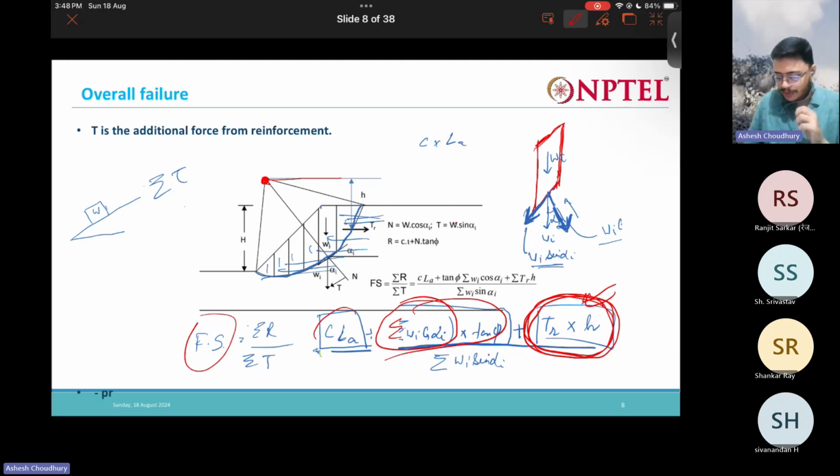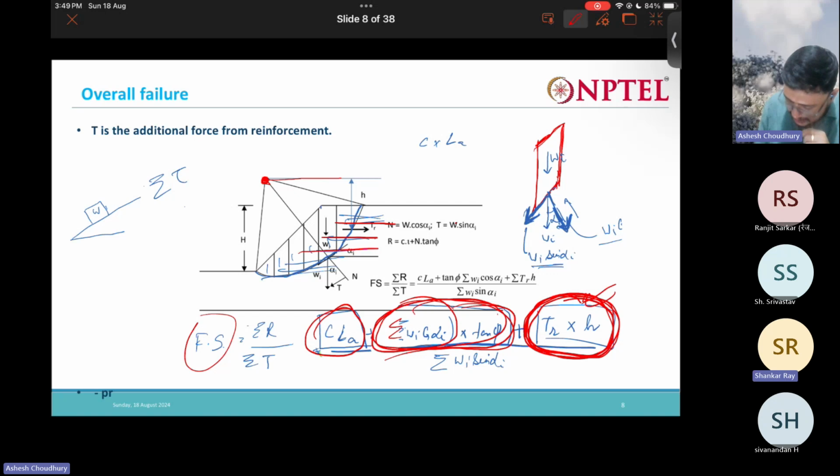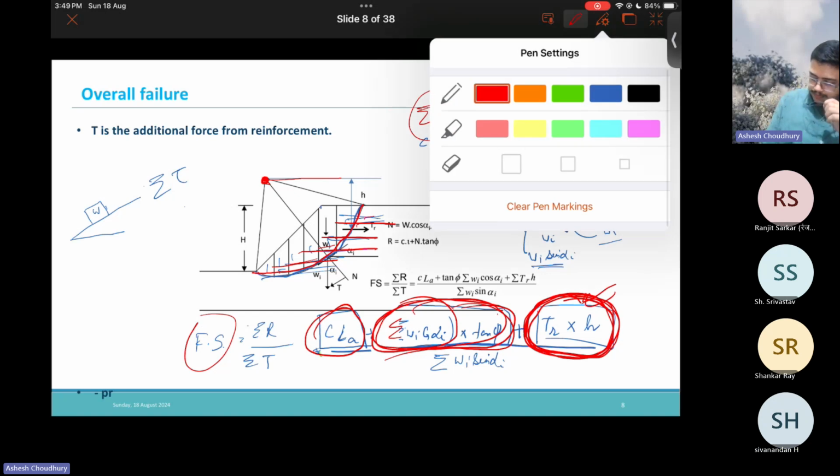So I understand that you might be thinking that for this wedge, this T is like that. Not like that, don't connect with that wedge. So keep this separate. This is for all the wedges and this part is separate. So you have to see how many reinforcements are passing through your slip circle. So whatever number of reinforcements, that summation, you have to sum. Summation TI HI.